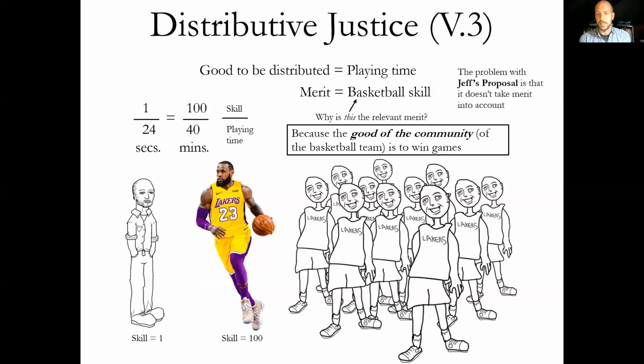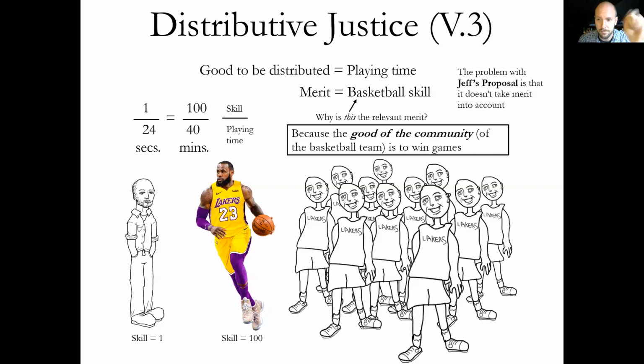But in the case of a basketball team, what's the good of the community? Well, quite obviously, it's to win games. That's what that team is trying to do. That's why we all come together. That's why you're the small forward and I'm the point guard or whatever. That's why we take our positions and practice and play hard. We're trying to win the game. That's what we're trying to do collectively as a team. And because that's the good of the community, that's what makes basketball skill the relevant merit. Because by distributing playing time relative to one's skill at basketball, we best ensure that the community can achieve the good of the community.